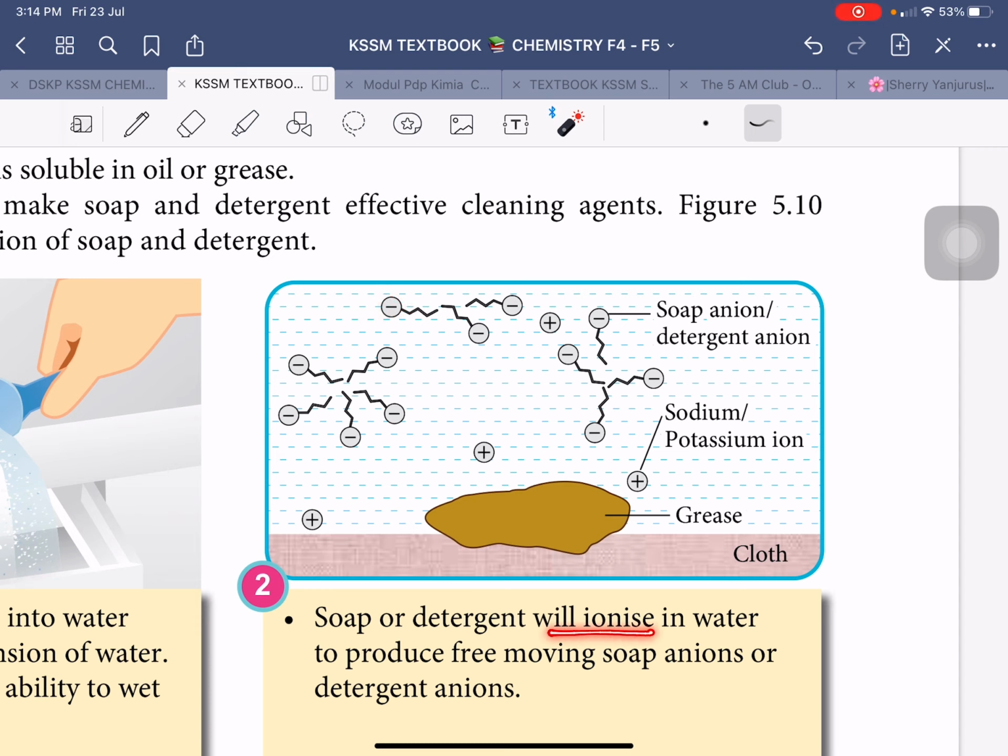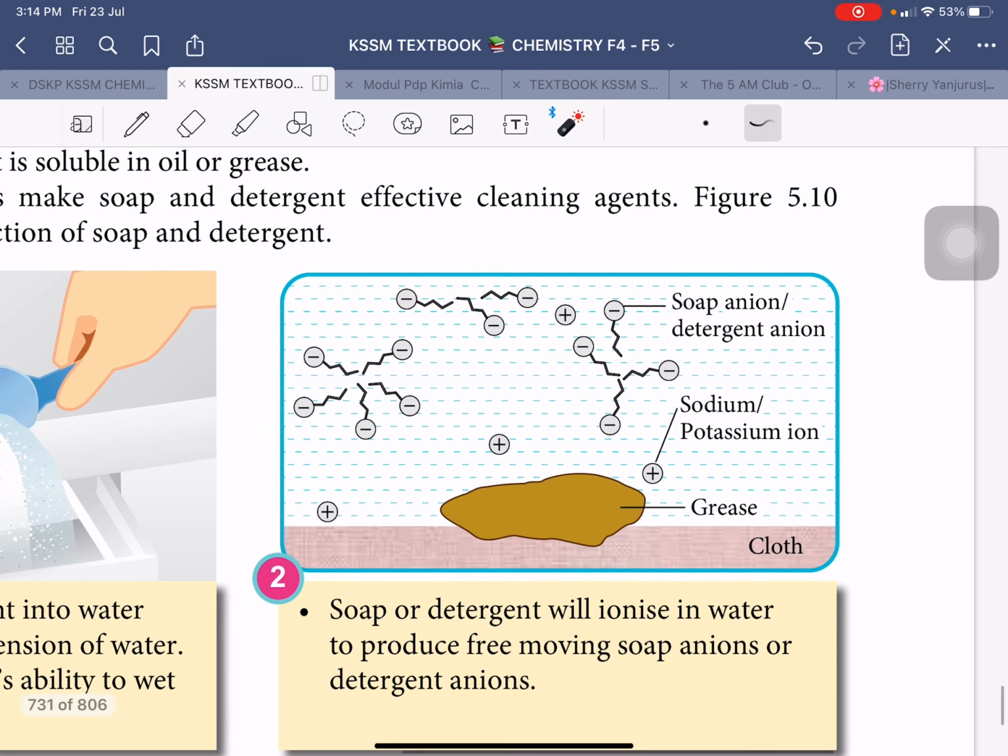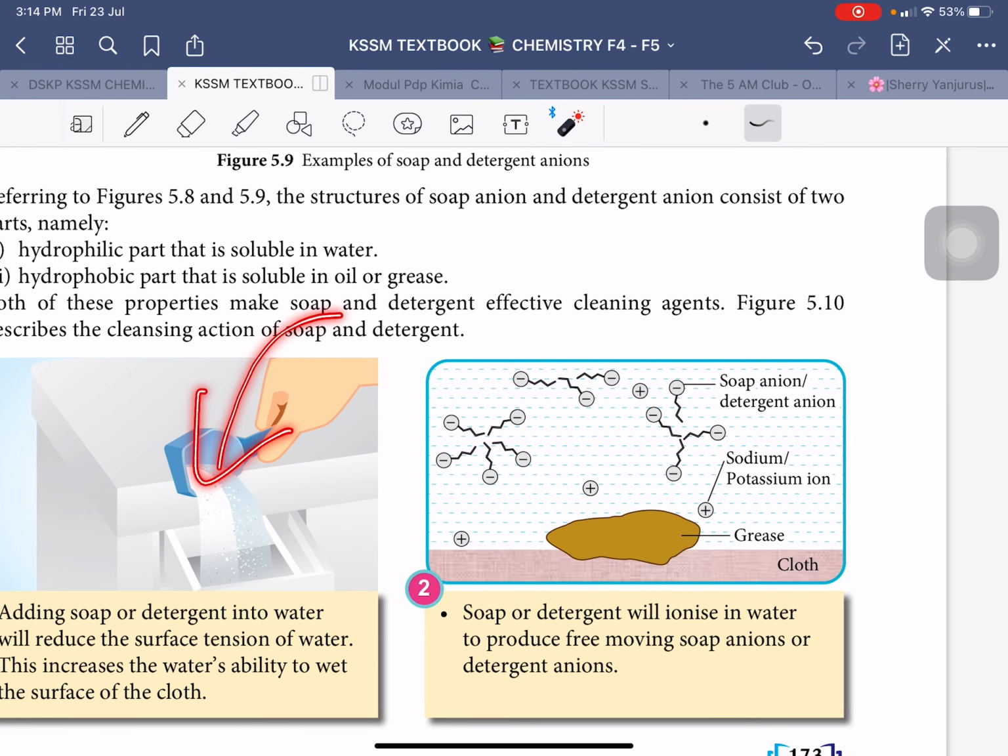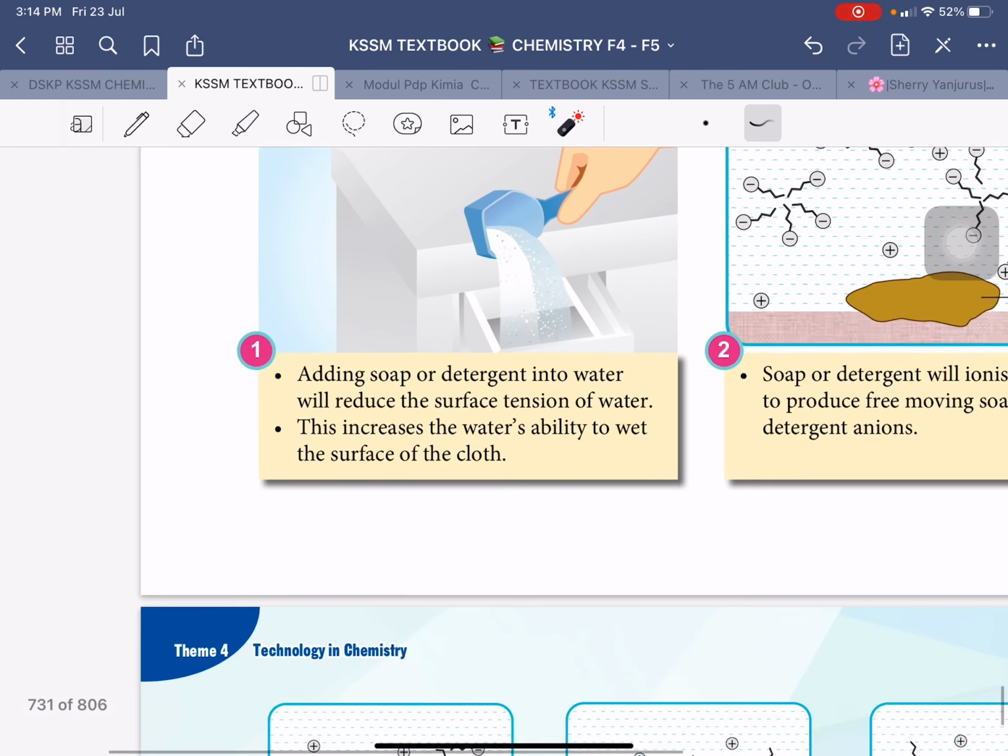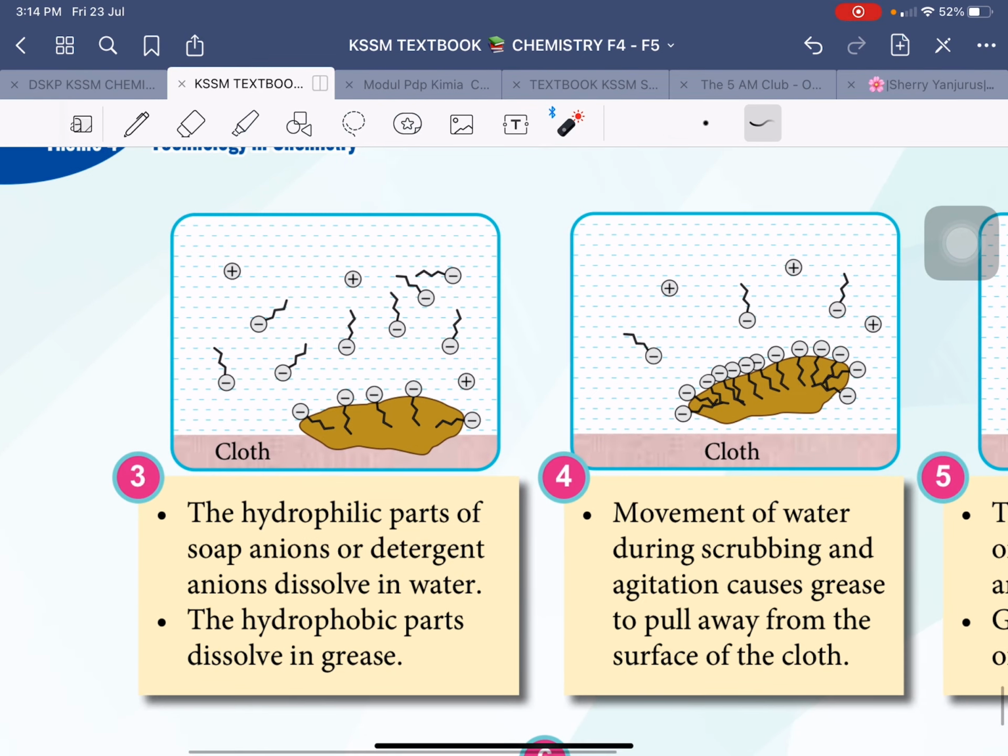Soap will ionize in water and then it will produce a lot of free moving soap and ion ataupun detergent and ion. Banyak tu di dalam. Okay, itu yang satu lah. You already add the sabun to reduce the surface water tension and then the sabun is going to ionize in water. Why does it ionize? To produce free moving ions. Okay, number 3. So what will happen?